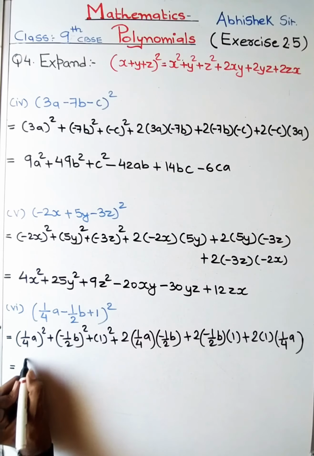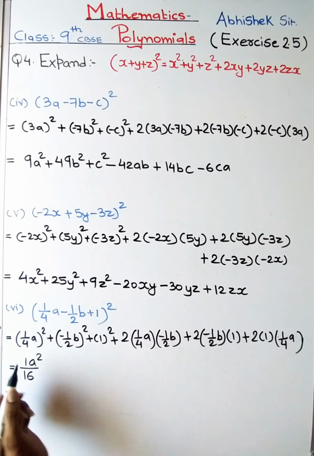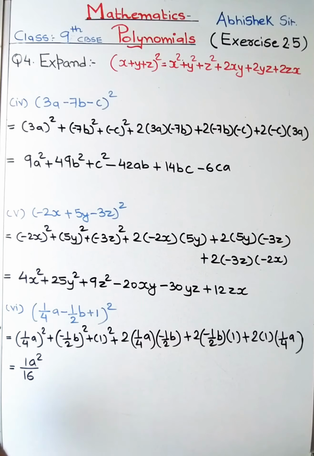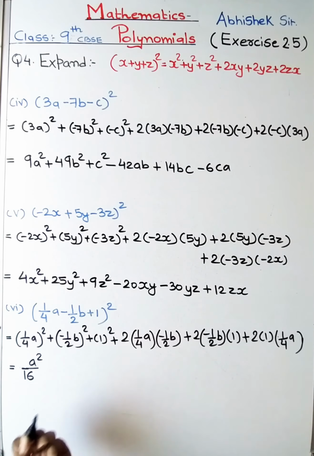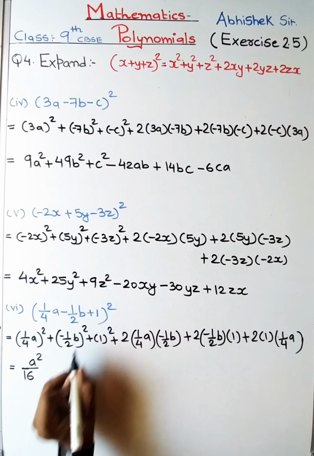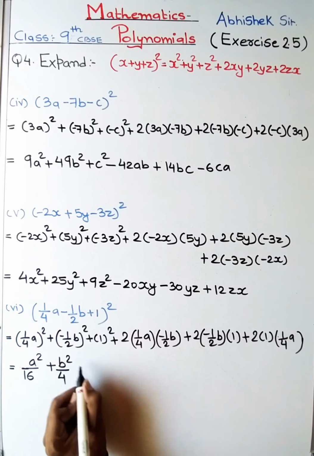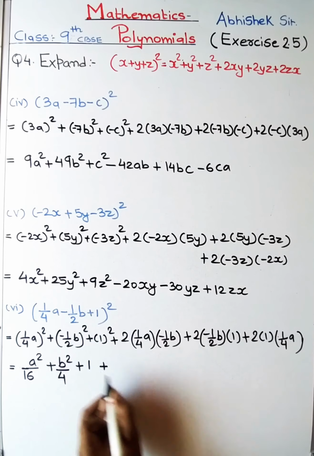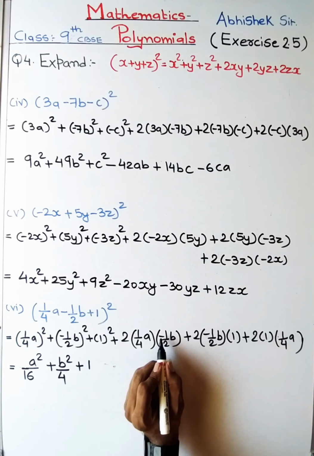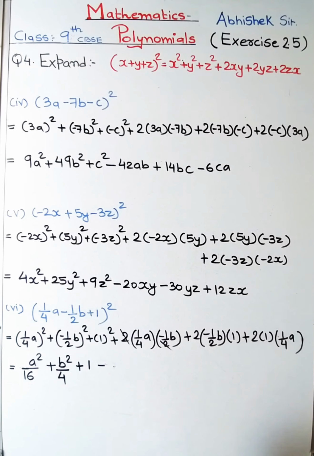1 square is 1, 4 square is 16, and a square is a square. Right now 1 square 1 I am showing over here. Even if you want to write a square by 16, then also it is right. Minus 1b square becomes plus b square upon 2 square is 4, plus 1 square is 1 only. Over here you see we have minus sign, so we'll put minus. 2 and 2 can be cancelled.